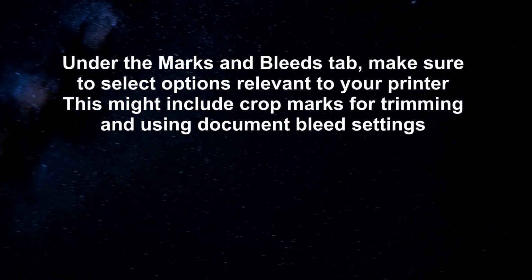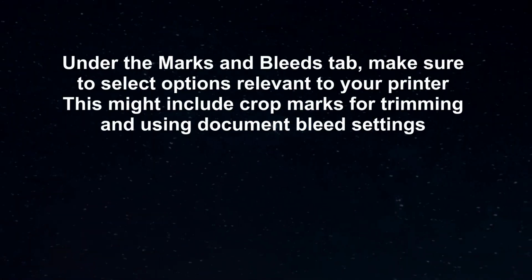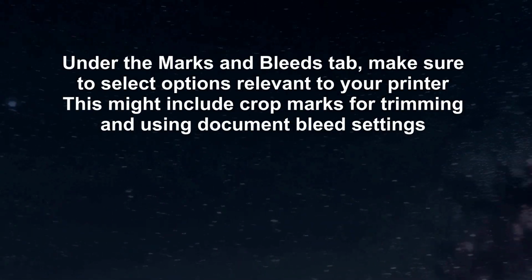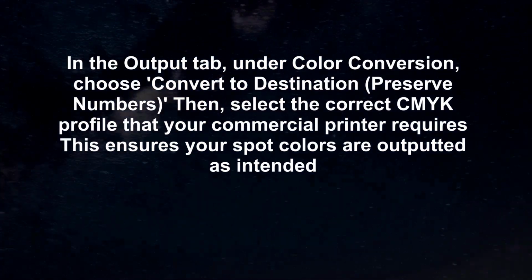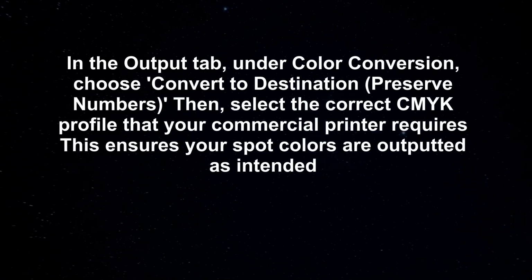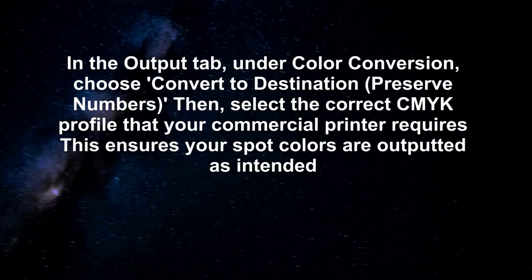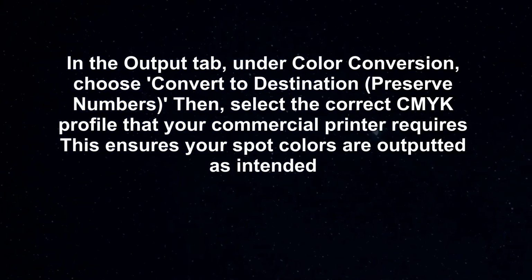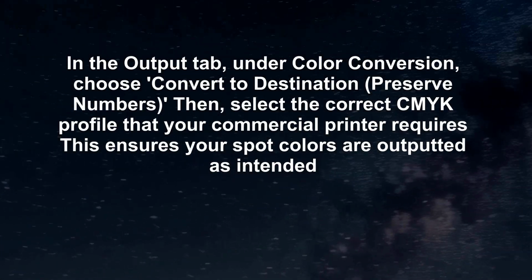Under the Marks and Bleeds tab, make sure to select options relevant to your printer. This might include crop marks for trimming and using document bleed settings. In the Output tab, under Color Conversion, choose Convert to Destination, Preserve Numbers. Then, select the correct CMYK profile that your commercial printer requires. This ensures your spot colors are outputted as intended.